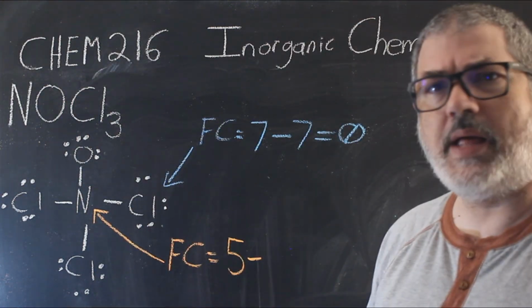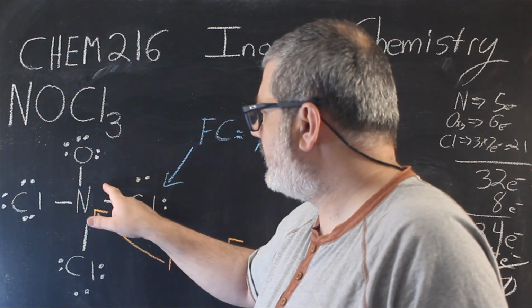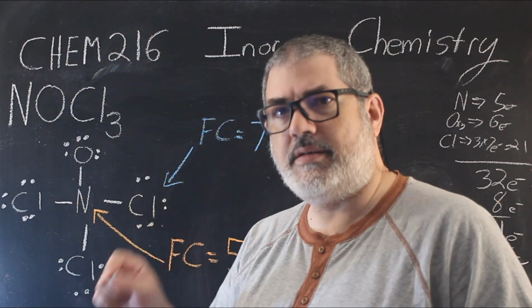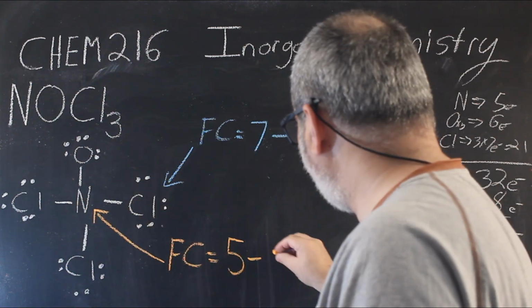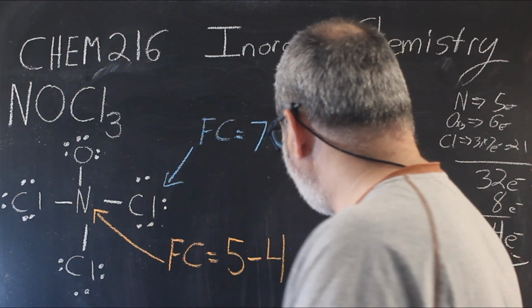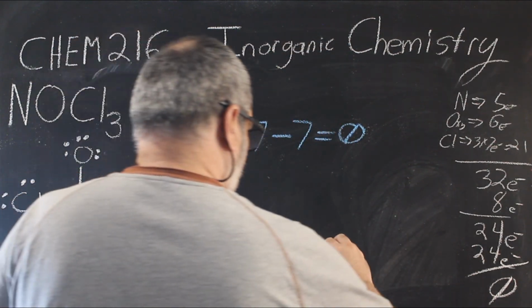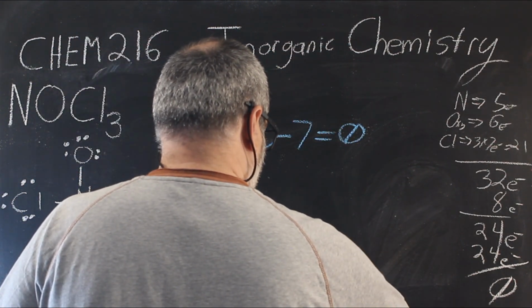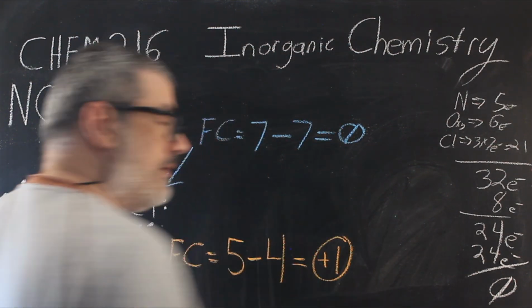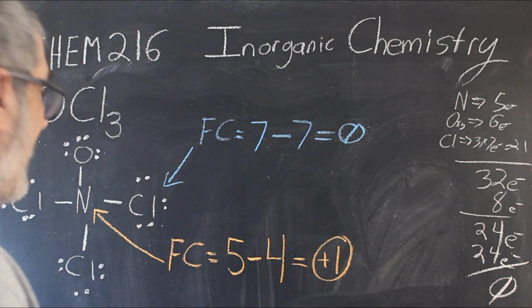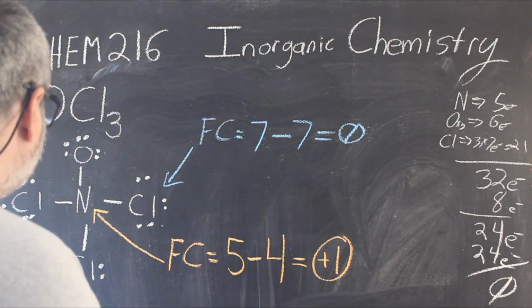In this molecule, however, 1, 2, 3, 4. The nitrogen only has 4 electrons surrounding it. So that gives me, well, 4 minus 5 is plus 1. Right? So we have a non-zero formal charge.